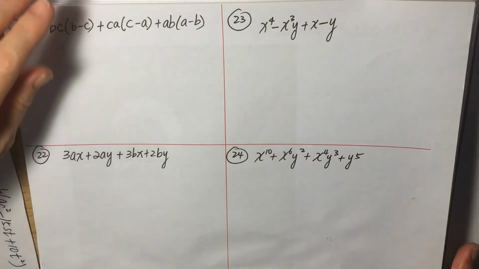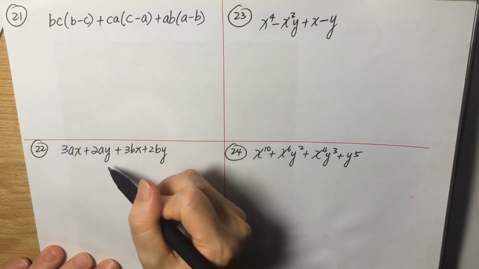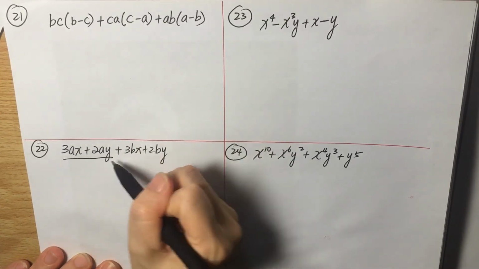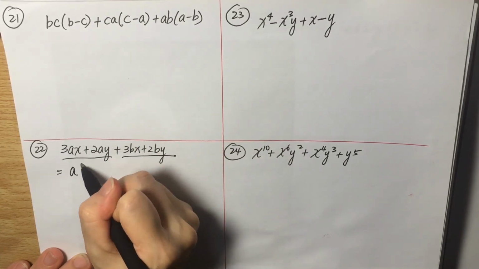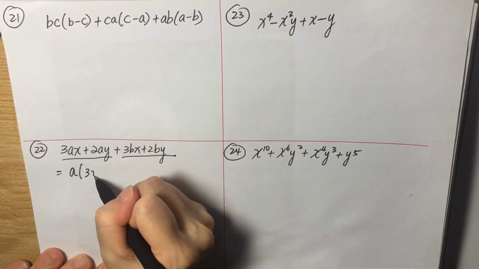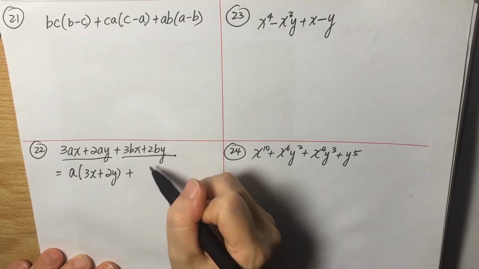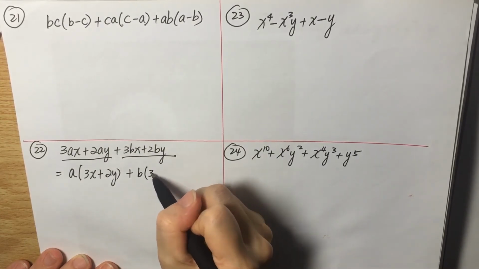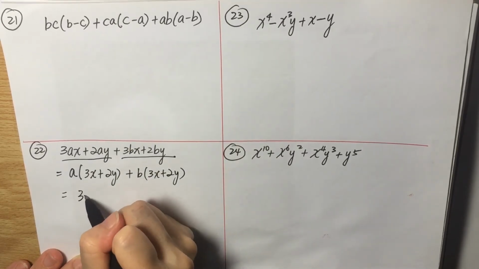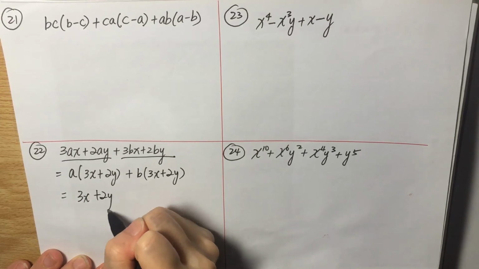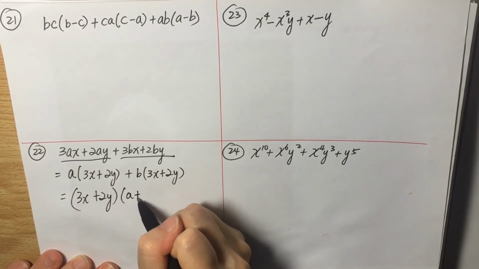Question 22. 4 terms, group 2 by 2. So A is common. So we have 3x plus 2y. Here B is common, 3x plus 2y. So 3x plus 2y is the common factor. So you have A plus B.